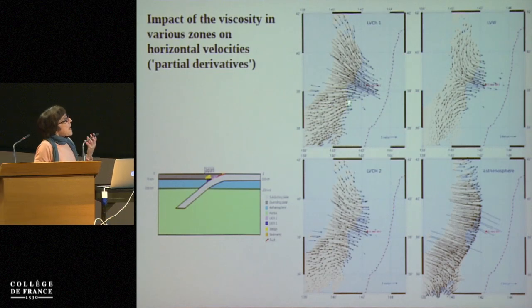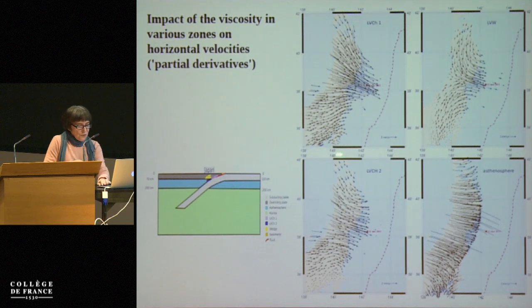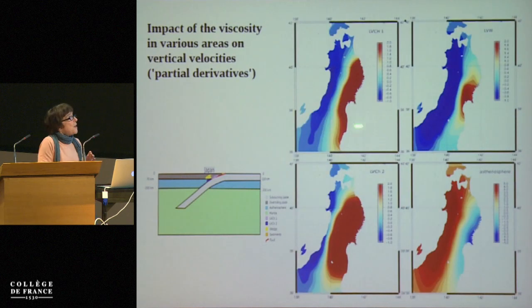So what I want to point out is that the various areas here, the channel, the asthenosphere, give very different patterns. Varying the viscosities in those various areas yields different patterns of velocity perturbations. For example, here you see the velocity perturbations linked to a viscosity perturbation in the low viscosity channel, in the deeper channel, here in the asthenosphere, and that is the same thing for the vertical velocity.